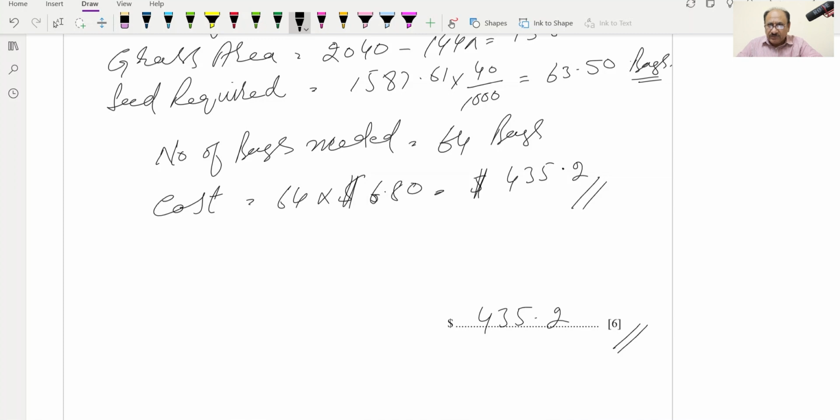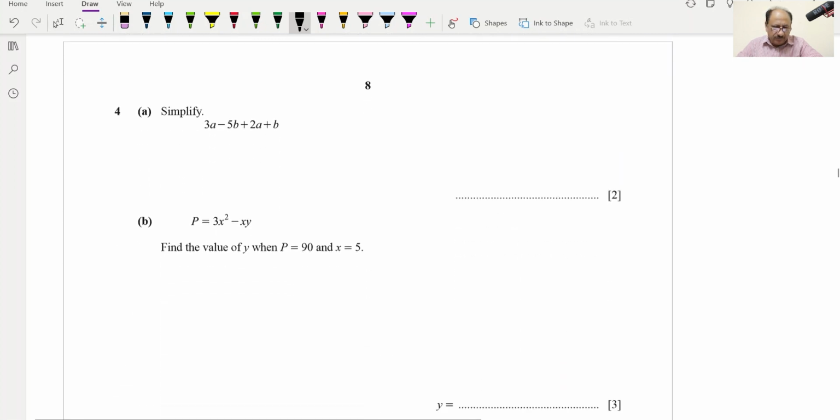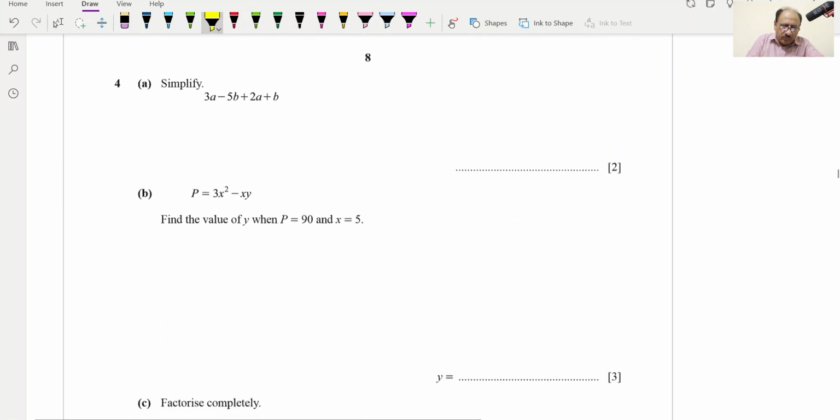This is a 6 marks part which we are done. Now question number 4, we need to simplify this. For this one, we will be adding like terms. So 3a plus 2a will be 5a, and minus 5b plus b will be minus 4b, and this will be our final answer for 2 marks.